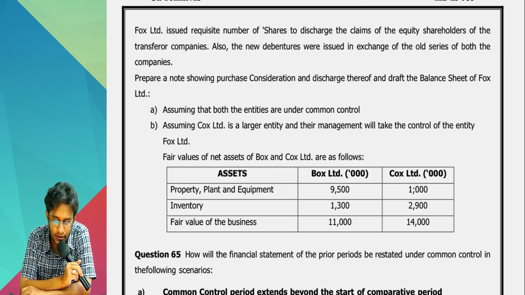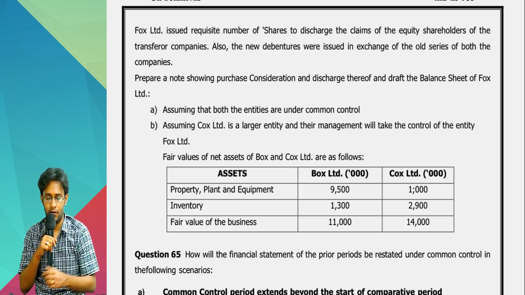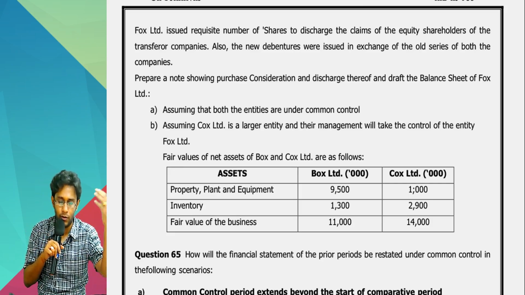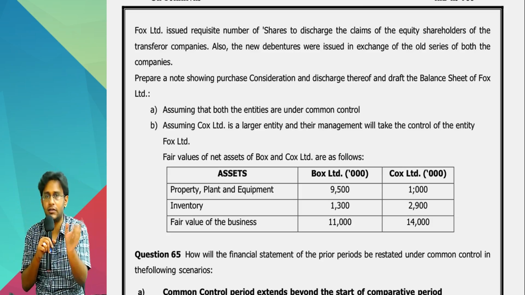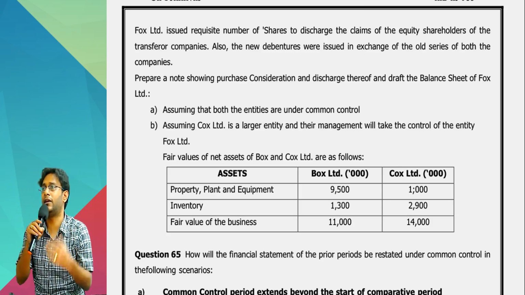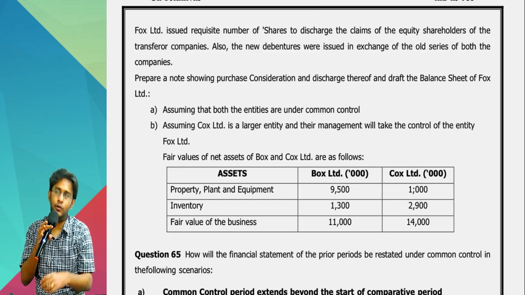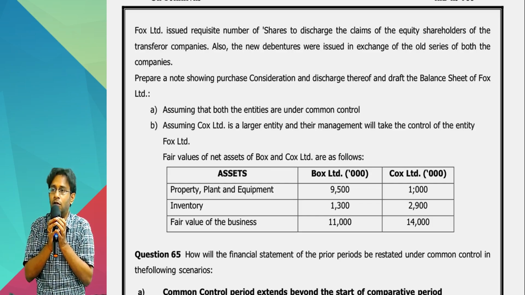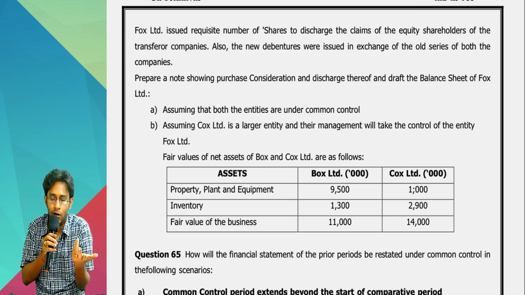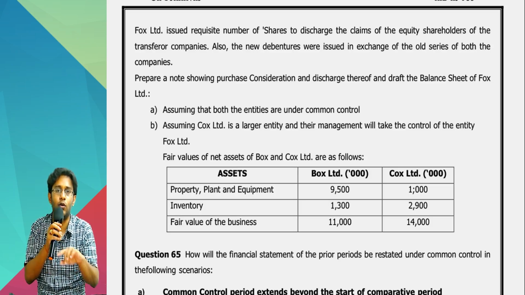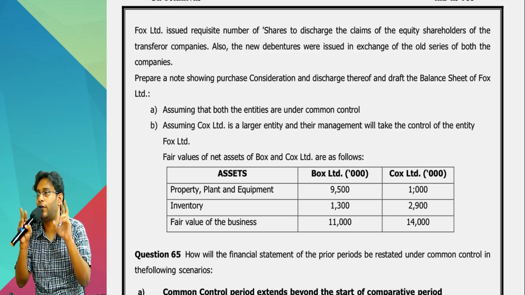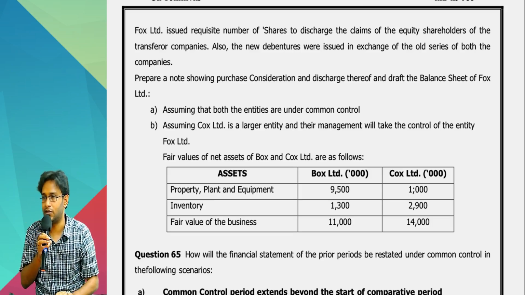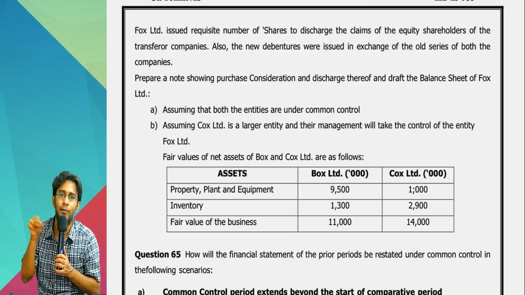Assuming Cox is a larger entity and their management will take control of the entity Fox. Here the case is: I am Fox, I am taking over Box and Cox. It says that between Box and Cox, Cox is a bigger entity. So when a big entity and a small entity form a new entity, who will control whom? Will the small entity control the big entity? No. Obviously, Cox is going to control Box under the name of Fox. Fox is legally a shell company, a dummy company.